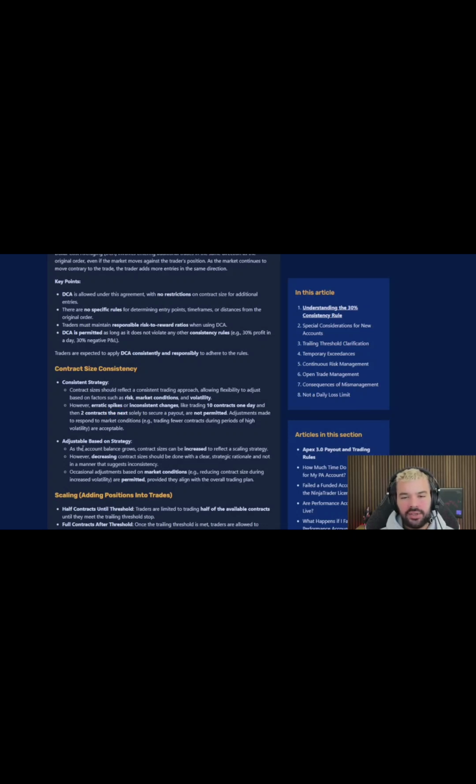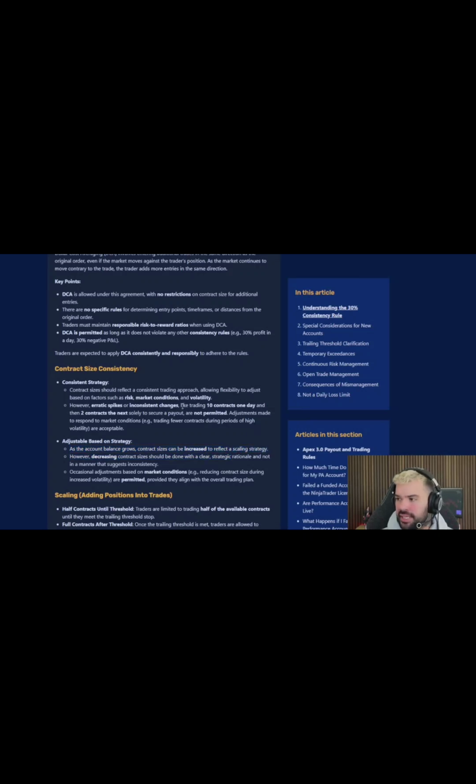However, they do allow occasional adjustments based on market conditions. And this is something that I personally do as well. When the Trump markets, the tariff markets were going wild, I reduced my position size. There's occasional adjustments based on market conditions, e.g. reducing contract size during increased volatility is permitted, providing it aligns with your overall trading plan. As your account balance grows, contract sizes can be increased to reflect a scaling strategy.